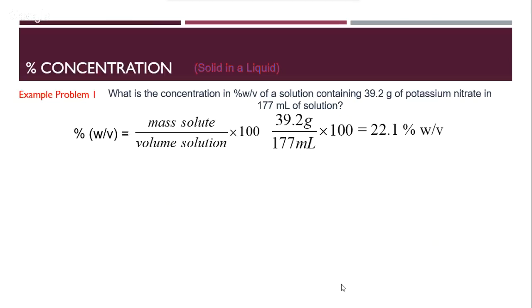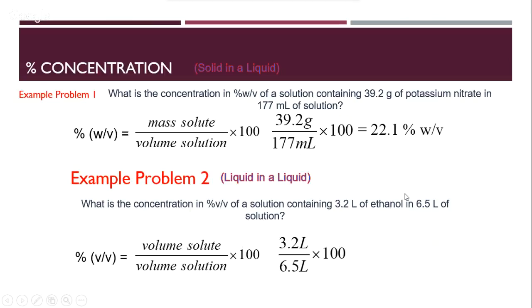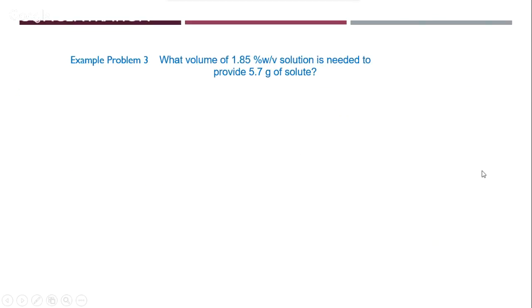So while we are doing weight by volume, we simply take the mass divided by the volume in which it was dissolved, and we write it as percentages. So in a liquid solution, you will take volume by volume. So simply take the volume of solute that was dissolved in the volume of solution. So in this scenario, you'll write 3.2 divided by 6.5 into 100, and you'll end up getting 49% volume by volume.